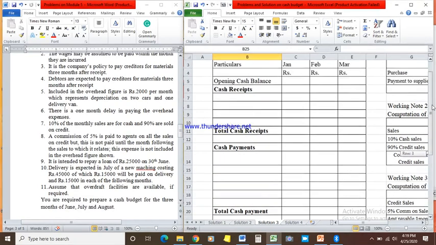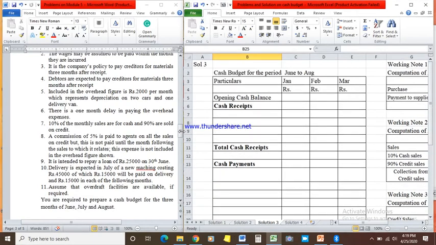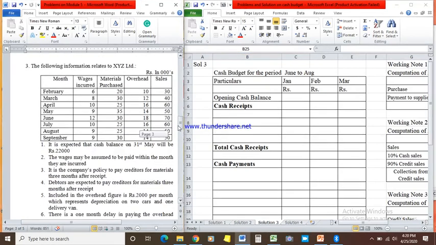Now even though we are given the details starting from February till September, we will be preparing a budget only for 3 months time, that is June, July and August.